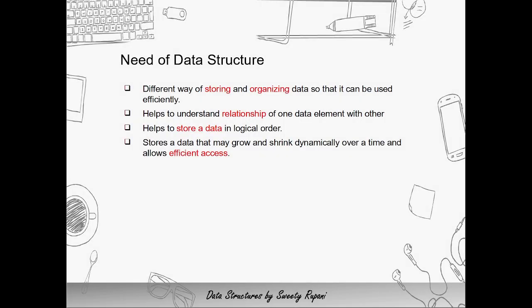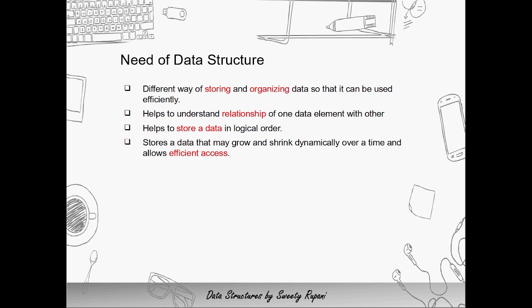Now let's have a look at the need of data structures. Data structure is a different way of storing and organizing data that can be used efficiently. When we say it's storing and organizing the data, storing would again be a logical relationship. Physically, they may or may not be on continuous memory allocation if we talk of a linear data structure.